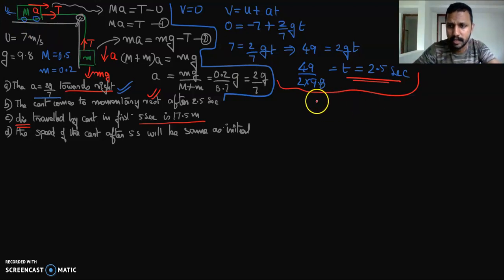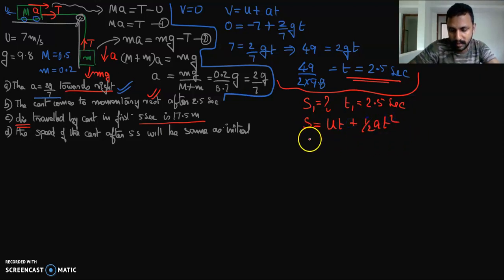Therefore, let me find that distance initially. That is, we are going to find S1, the distance traveled by the cart in the direction of initial velocity. To find S1, the t1 value we take as 2.5 seconds. Then using the equation of motion, S is equal to ut plus half at square, we substitute.